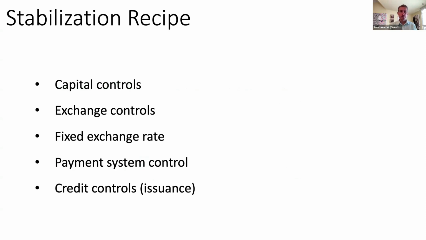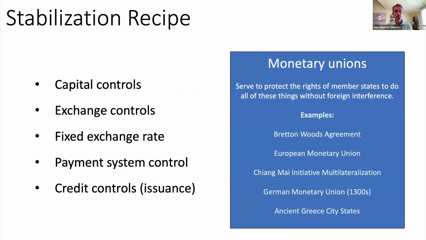Okay, so what was the stabilization recipe there? It was capital controls, exchange controls. These are the technical terms for them. Don't worry about it, you don't need to understand each of these. I didn't use these terms as I was going through it, but just to say: capital controls, exchange controls, fixed exchange rates, payment system control, and credit controls, which is restricting the issuance of money by private banks in particular.